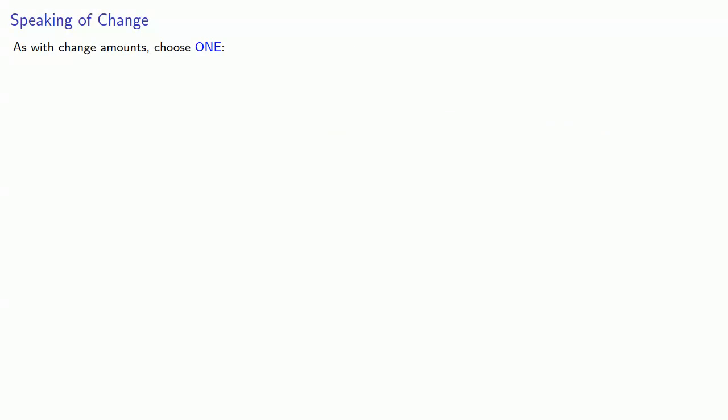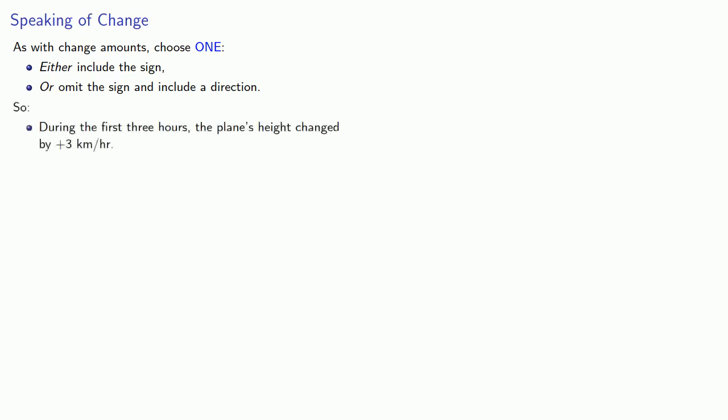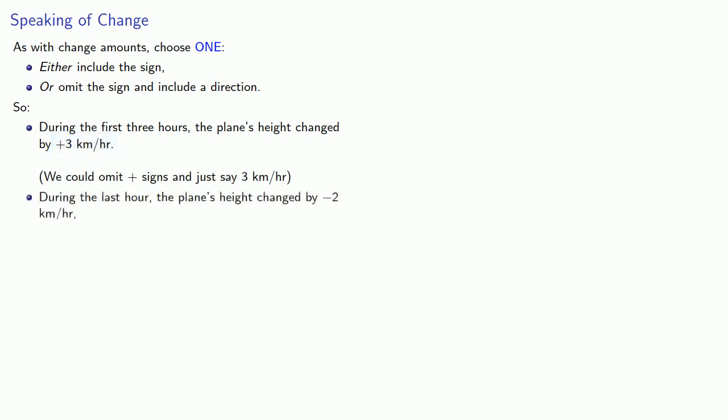And again, as with change amounts, we should always choose one. Either include the sign or omit the sign and include a direction. And so we might say that during the first 3 hours, the plane's height changed by plus 3 kilometers per hour. Now, since this is positive, we could omit the plus sign and just say 3 kilometers per hour. During the last hour, the plane's height changed by minus 2 kilometers per hour. Or, during the last hour, the plane's height decreased by 2 kilometers per hour, where, since we use the word decreased, we omit the sign.